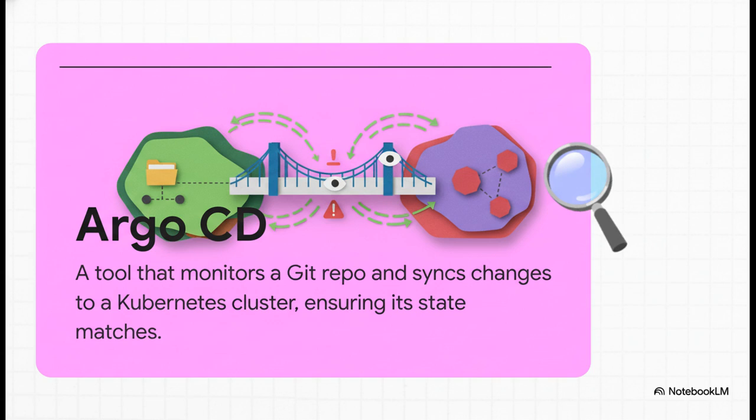Now, the easiest way to think about Argo CD is to picture it as a super vigilant guard. Its one job is to constantly watch your Git repository, where you define what your setup should look like, and make sure that the live Kubernetes cluster actually looks like that. It keeps them perfectly in sync.